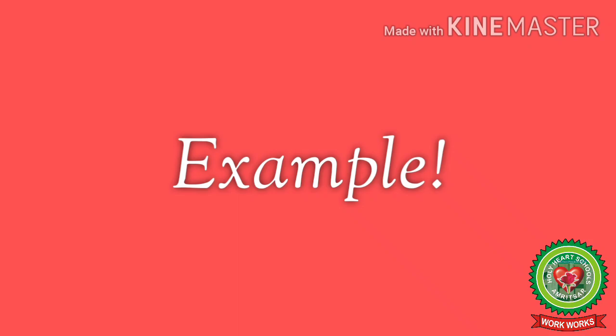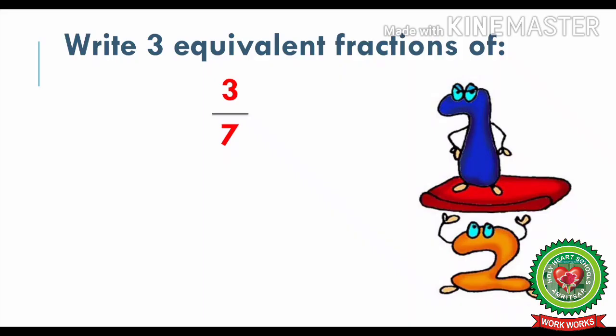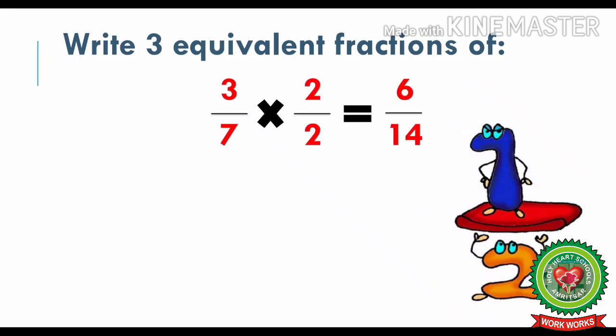Let us take one more example. Write 3 equivalent fractions of 3 upon 7. So, to find out the 3 equivalent fractions, we have to multiply both numerator and the denominator with the same number. So, when we multiply 3 upon 7 by 2 upon 2, we get the fraction 6 upon 14. That is, 3 2s are 6 and 7 2s are 14.